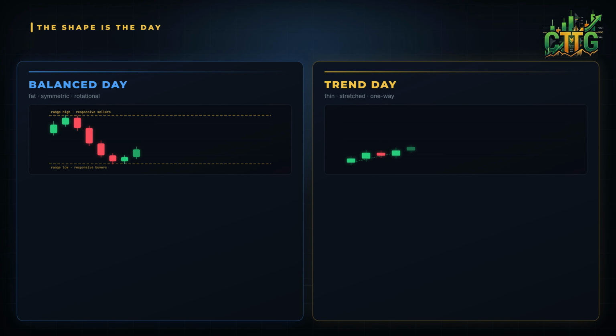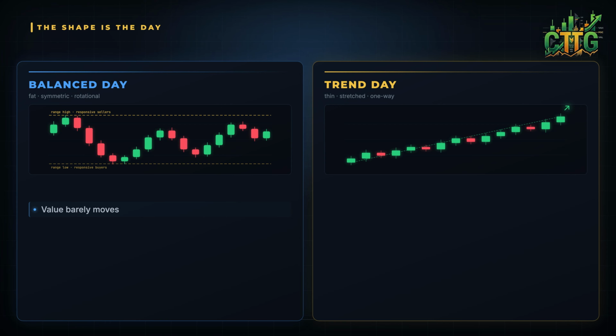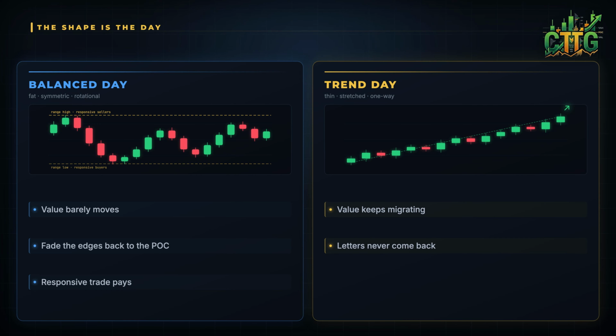Profiles come in shapes, and the shape is the day type. A balanced day prints fat and symmetric. Price rotates around the point of control, value barely moves, and responsive traders fade the edges. A trend day is the opposite. Thin, stretched, letters marching in one direction and never coming back. Value keeps migrating. On a balance day, you fade the extremes back to the POC. On a trend day, fading is how accounts die. One shape pays you to fight the move, the other pays you to follow it.